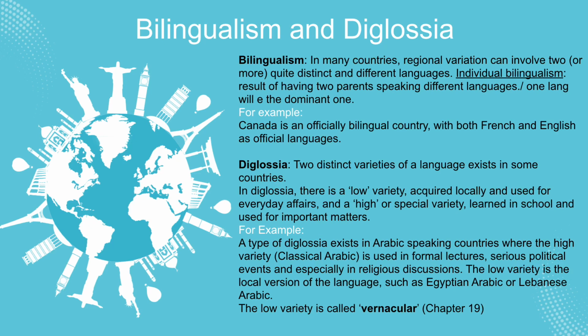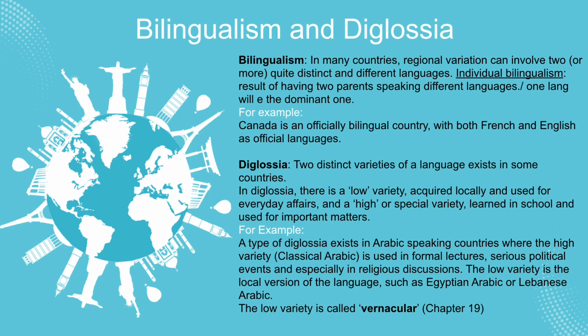The next is diglossia. Diglossia is when two distinct varieties of a language exist in some countries. In diglossia, there is a low variety acquired locally and used for everyday affairs, and a high or special variety learned in school and used for important matters.